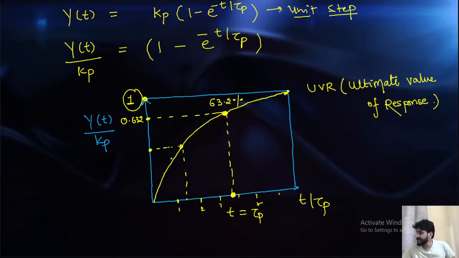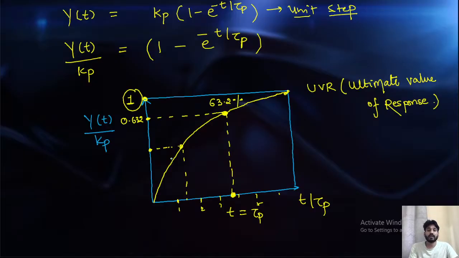As I gave you a simple example yesterday, suppose you have a 100-kilometer race. You want to achieve the 100-kilometer milestone. That will be your UVR. Ultimately, you want to reach the finish line, yes or no? That will be your ultimate value of response. You started the race, and at a particular time you covered 63.2 kilometers. The time taken by you to achieve the 63.2 kilometers is your time constant, guys. I hope I am clear with you. Yes or no?